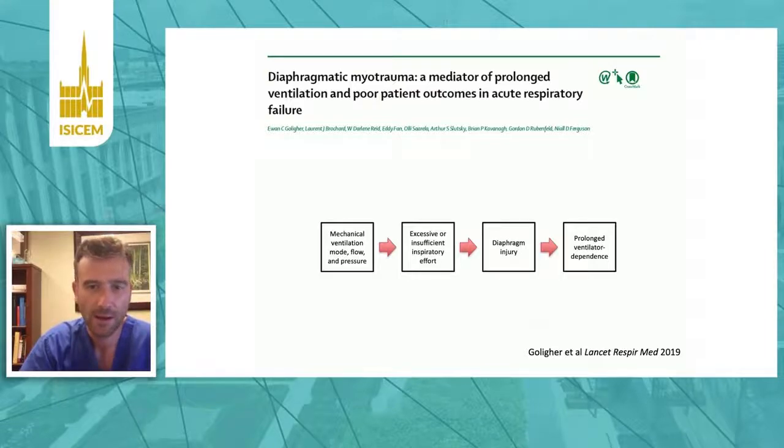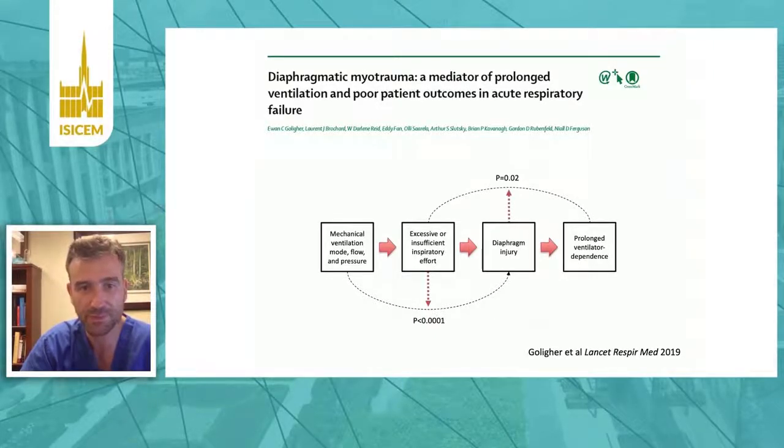This leads to a concept that we refer to as the myotrauma pathway, where inappropriately applied mechanical ventilation results in excessive or insufficient inspiratory effort, which then leads to diaphragm injury and atrophy, and consequently results in prolonged ventilator dependence. Using a technique called mediation analysis, we were able to show that intermediate steps in this pathway account for the relationship between ventilator settings and diaphragm injury, and that the changes in diaphragm thickness account for the relationship between inspiratory effort and prolonged ventilation. This supports, but doesn't confirm, the existence of a causal pathway connecting the way we set the ventilator to the patient's risk of prolonged ventilator dependence.